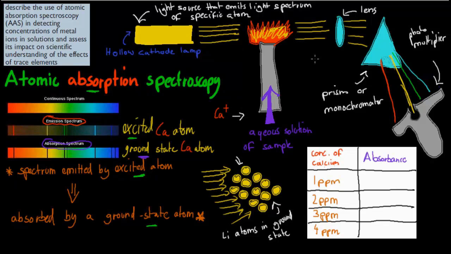So there's a couple of different parts to this. First, we need to have a light source. Now, we often use a hollow cathode lamp. And how this works is basically it's a light source that emits a light spectrum of a specific atom. So for example, let's say we have a hollow cathode lamp that emits calcium. It won't emit calcium atoms. It will emit the wavelengths that calcium atoms will absorb, the ones which are in the ground state, right? So we will go for these ones here.